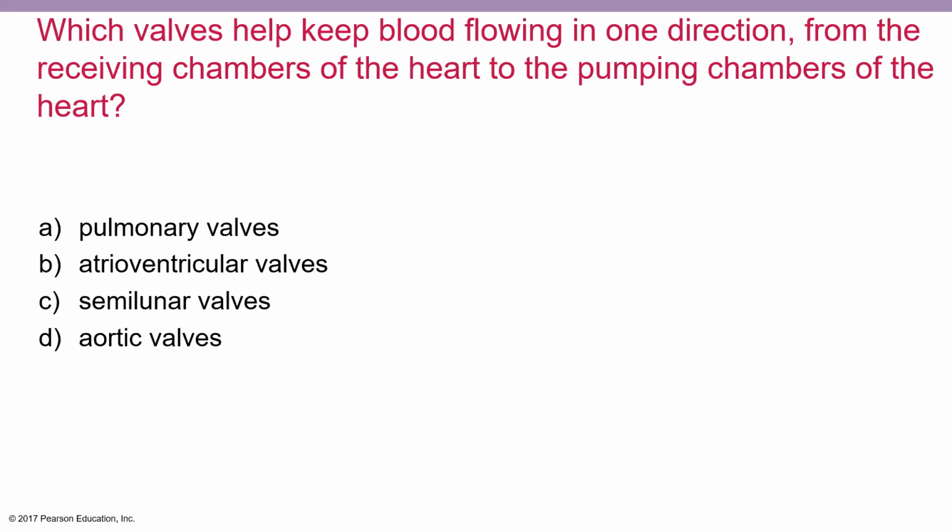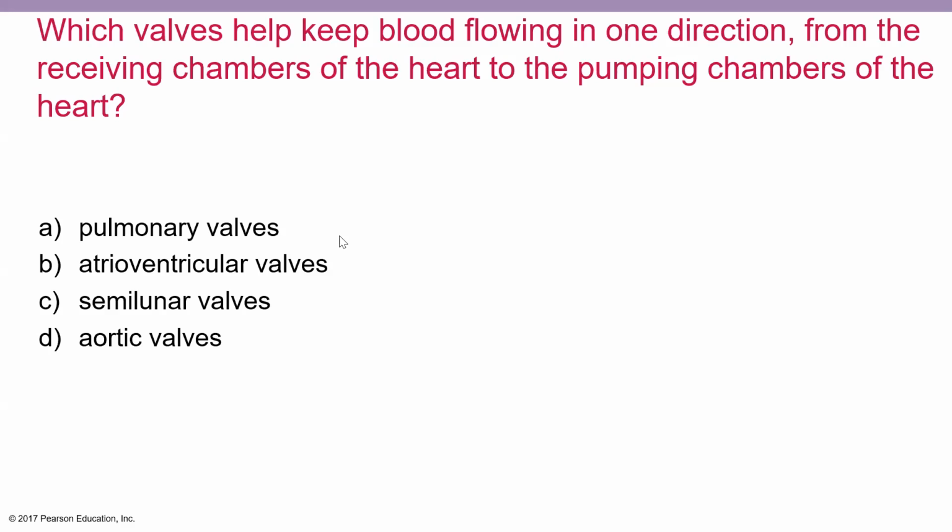All right, so most persons selected A, or the majority selected A. Which valves help keep blood flowing in one direction from the receiving chambers of the heart to the pumping chambers of the heart? So we know the receiving chambers are atria, the pumping chambers are ventricles. So which valves keep blood flowing from atria to ventricle? And so that's going to be the atrioventricular valves, or option B.